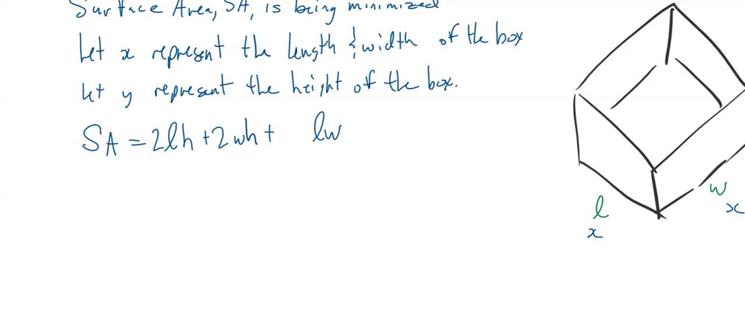So far, so good. So when I start subbing those in, I get 2 times L, which is now x, times h, which is now y. So 2xy plus 2xy. So that's 4xy plus x times x, which is x squared. But again, we need this written in terms of a single variable.